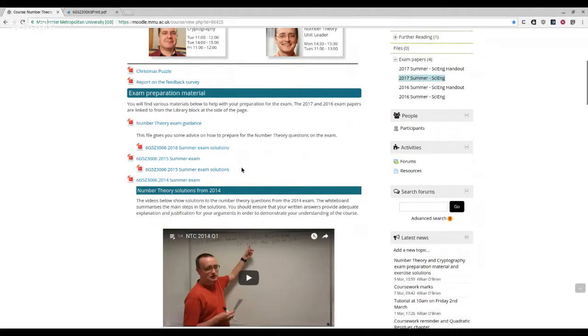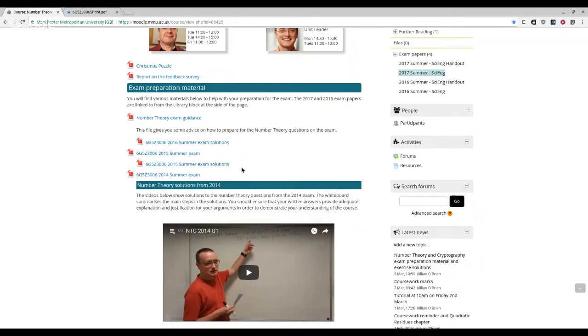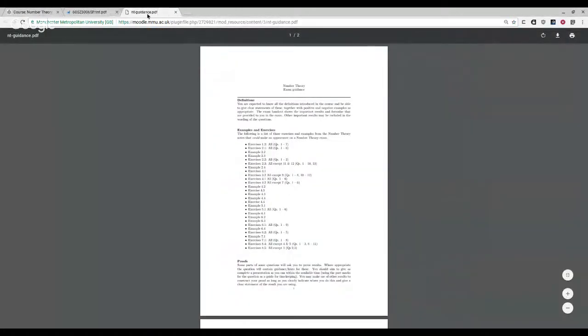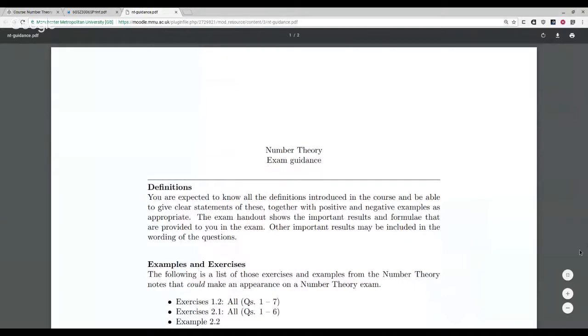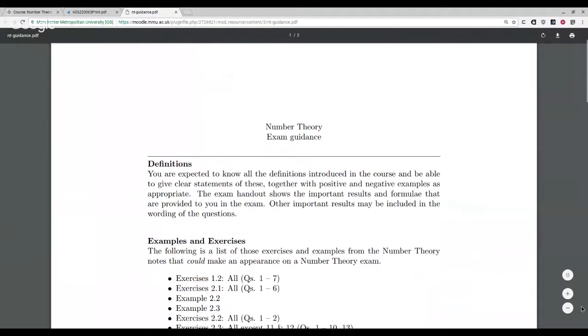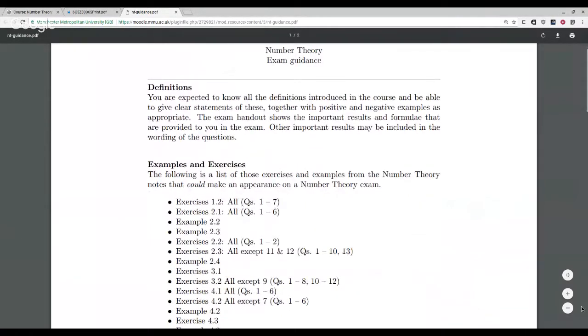Last Friday, I put some stuff up on Moodle. I've put this file here, just this PDF which shows you some guidance on the exam, just some thoughts on how to prepare for the exam.